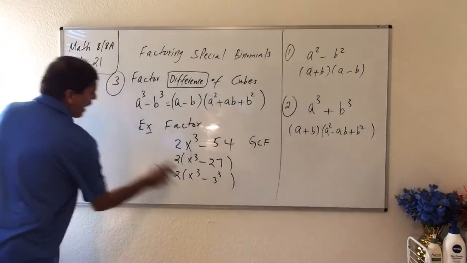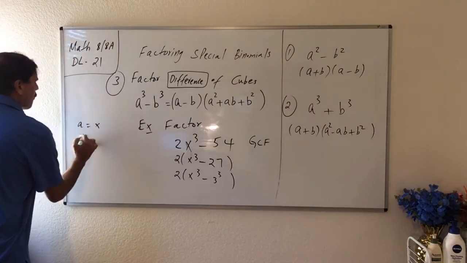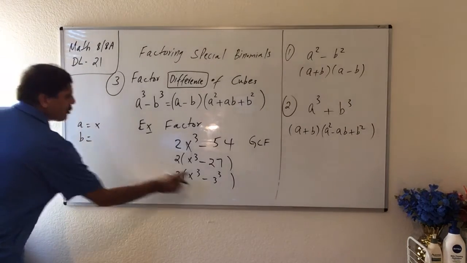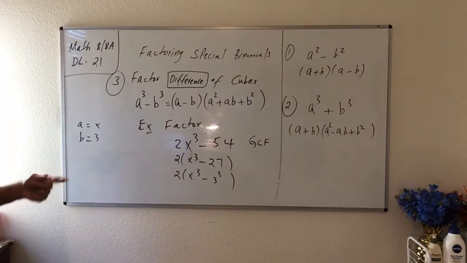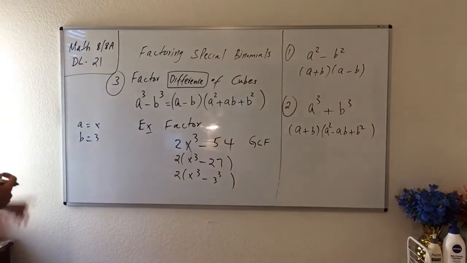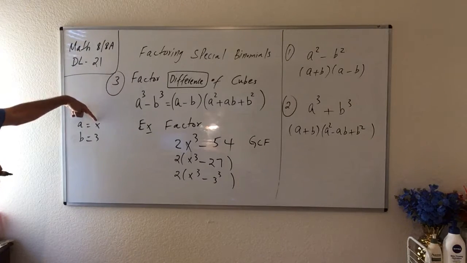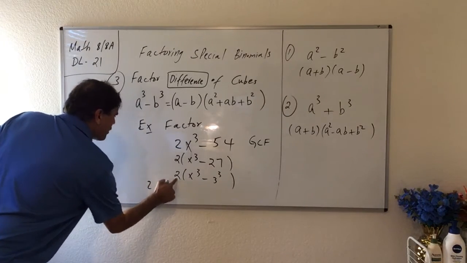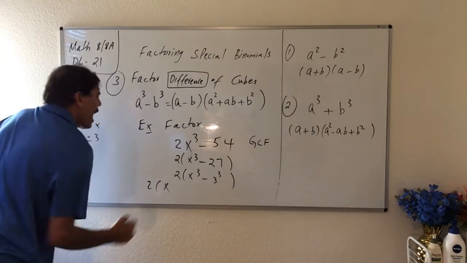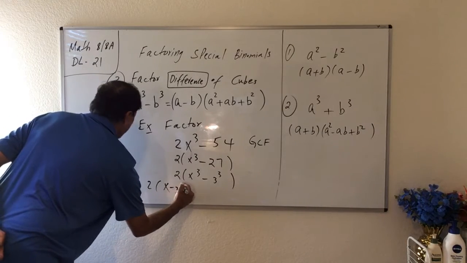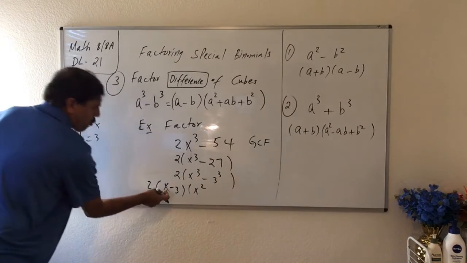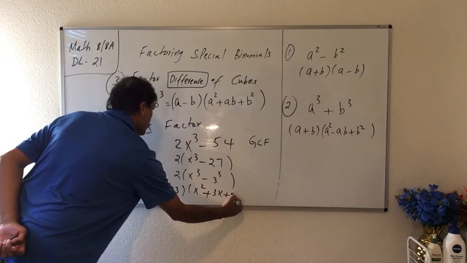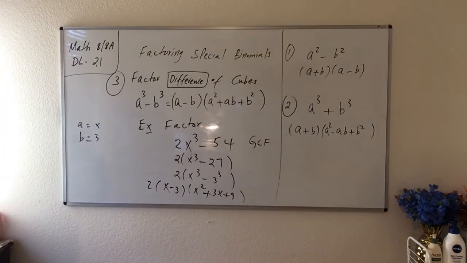So now the first base, a, is x, and the second base, b, is 3. Carefully, this 2 is going to be part of the answer, and then replace a with x and b with 3. So the answer is: the 2 stays as is, the GCF stays. So x minus 3 times x squared, the square of the first base, plus multiply both, 3x, plus 3 squared is 9. So that's it.